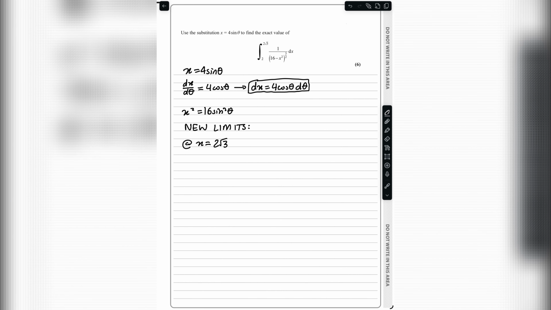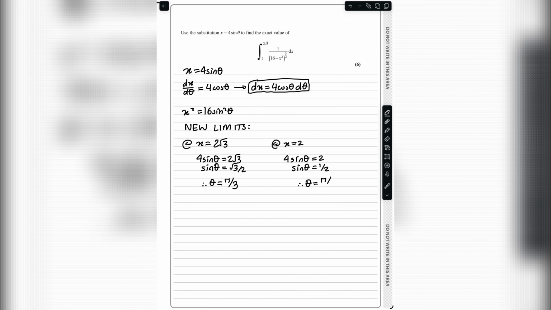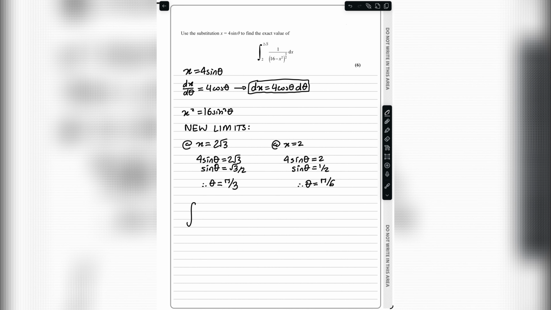And the final step is to determine the new limits. So when x equals 2 root 3, 4 sine theta equals 2 root 3, so sine theta equals 2 root 3 divided by 4, which is root 3 over 2. Therefore, theta can be obtained by taking the sine inverse of root 3 over 2, and that gives us pi over 3. And when x equals 2, we have 4 sine theta equals 2. So sine theta equals 2 divided by 4, which is a half. Therefore, theta equals the sine inverse of a half, which is simply pi over 6. So we can write our integral with a lower limit of pi over 6 and an upper limit of pi over 3.